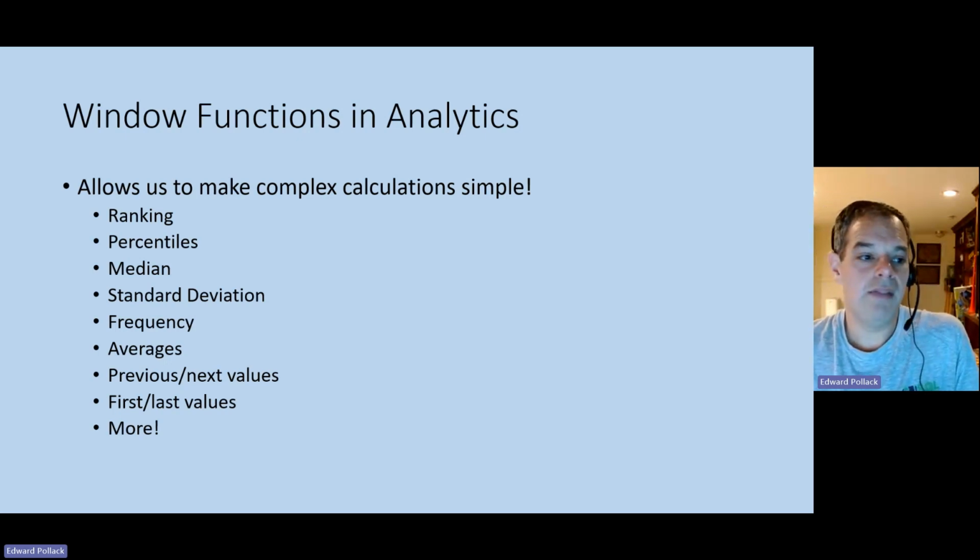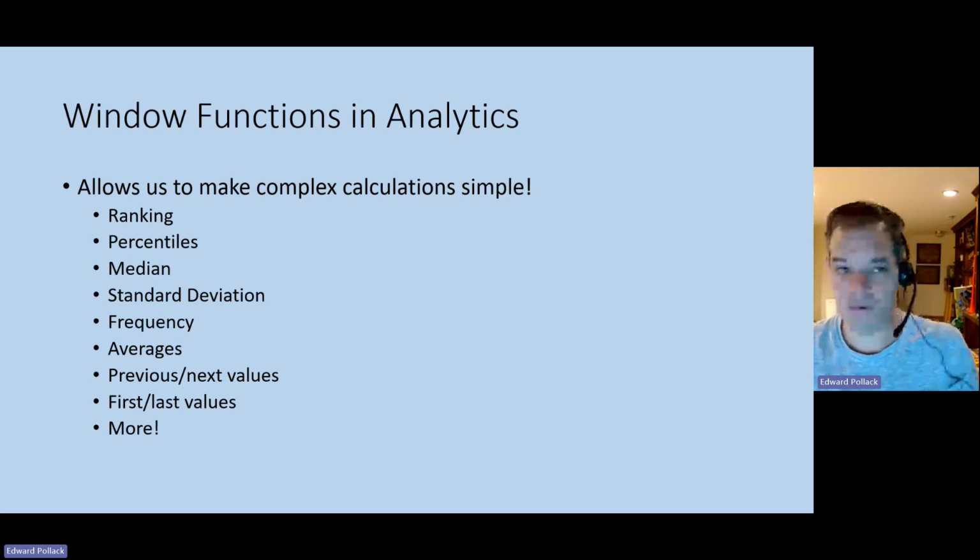What can we do? This big list of things, everything from standard deviations to first and last values, previous, next, averages, so on and so forth. There's so much we can do here, and I'm not even going to list them all. I'm going to try to demo a lot of the common window functions today, but I'm not even going to get to them all. There's just so many, and that's fine. If you ever need more, there's more out there.